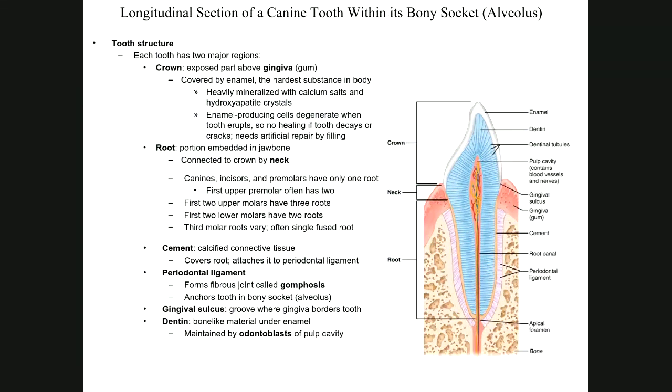The canines, incisors, and premolars have only one root. The first upper premolar has two. The first upper molars have three roots. The first two lower molars have two roots. The third molar's roots vary, often a single fused root.